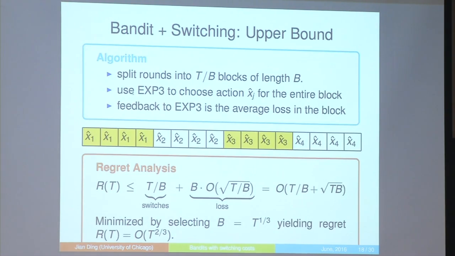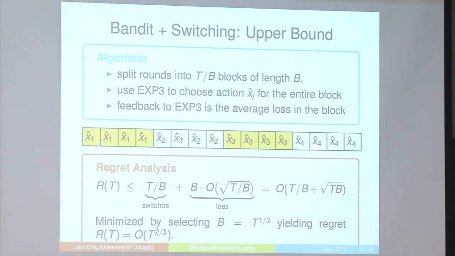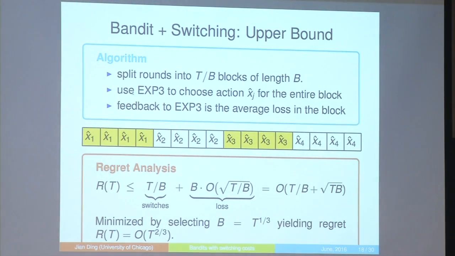Now, this is the algorithm I promised half a minute ago, which achieves T to the 2/3. It's not at all hard. It's the simplest thing you can imagine. Since there is a penalty for each switching, you just want to minimize the switching. How to do that? Well, you can say you only switch after a certain number of runs.